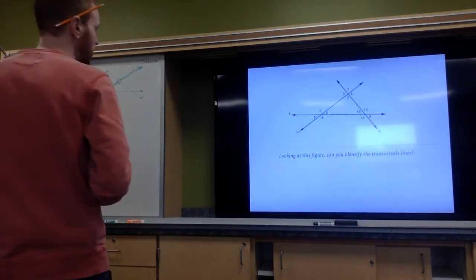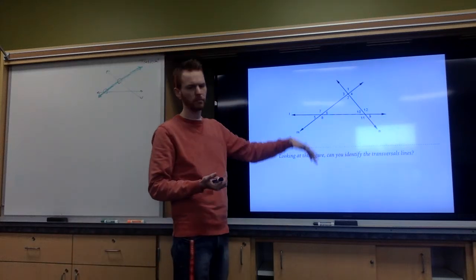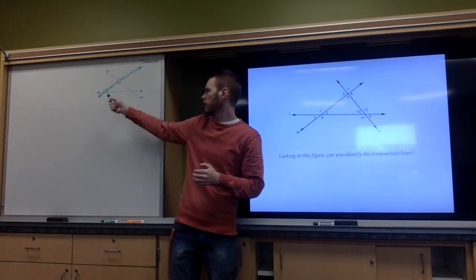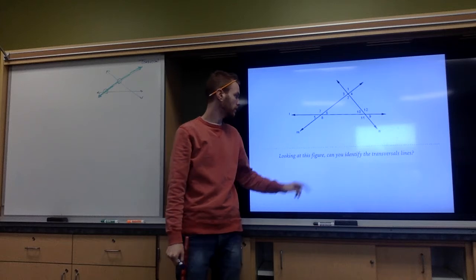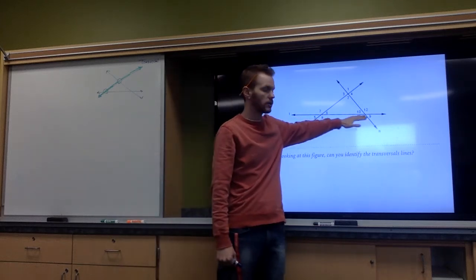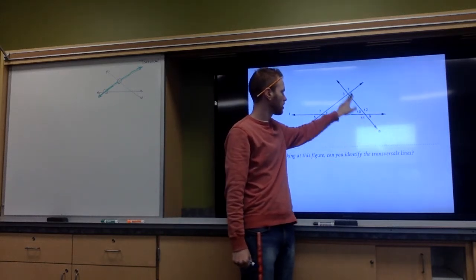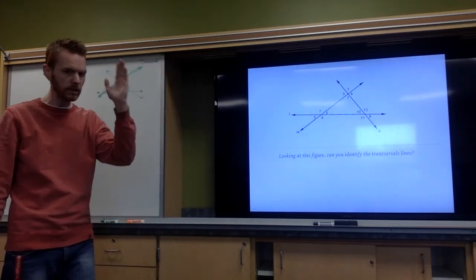So look at this figure. Can we identify the transversal lines? Ignoring the numbers. Don't worry about the numbers yet. That's just the angles. I named one of them, right? This is a transversal because it cuts through two other lines. So that'd be line M. That's a transversal. Line L is a transversal because it does the same thing, right? Intersects at two spots. And then line N is a transversal for the same reason. So all three lines, L, M, and N, are transversals.